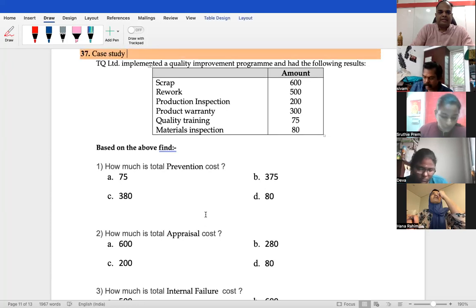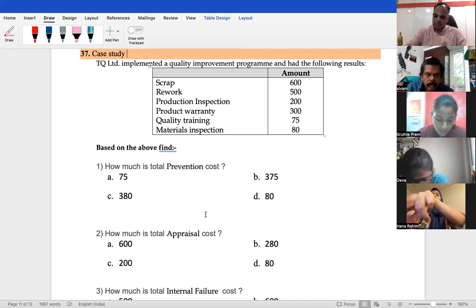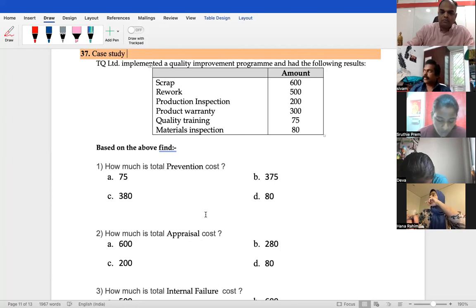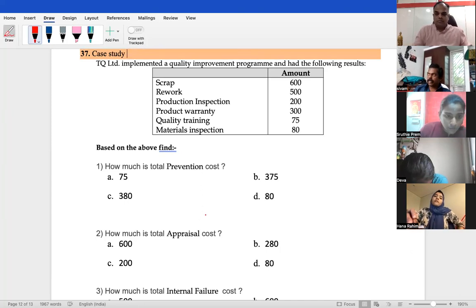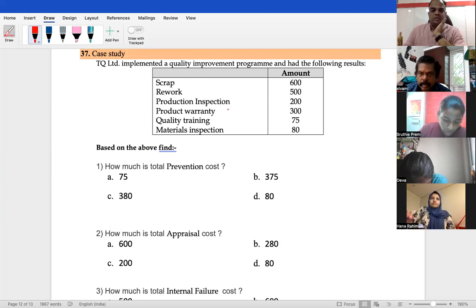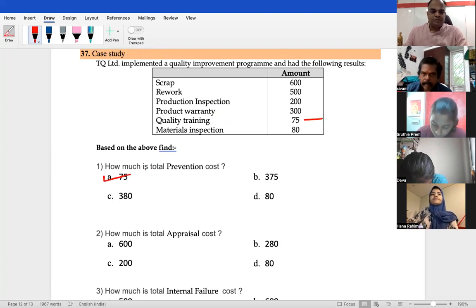Next question. TQ Limited implemented a quality improvement program and had the following results. Scrap rupees 600, rework rupees 500, production inspection 200, product warranty 300, quality training 75, material inspection 80. Based on the above, find how much is the total prevention cost? Training will come under the prevention cost. So 75 is the prevention cost.